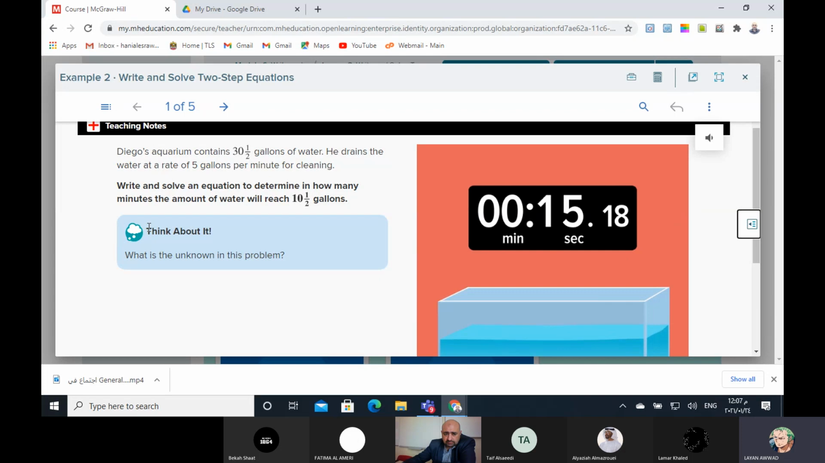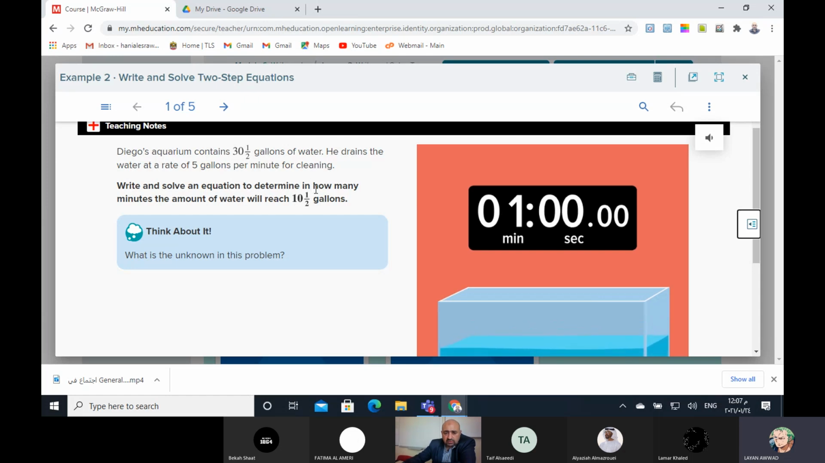Diego's aquarium contains 30.5 gallons of water. He drains the water at the rate of 5 gallons per minute of cleaning. Write and solve an equation to determine in how many minutes the amount of water will reach 10.5 gallons.